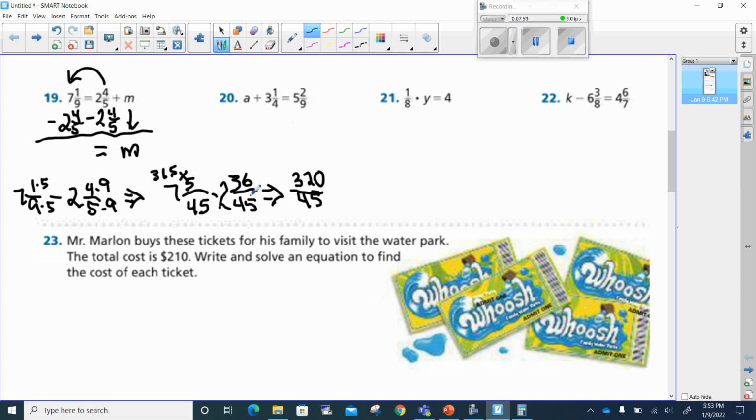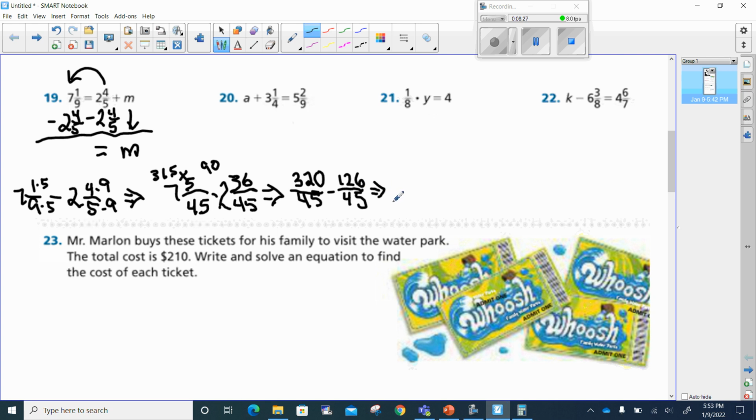All right, now we got to do this other one. 2 times 45 isn't that hard. That's only 90. But 90 plus 36 will take a little work. That's going to be 126. So that turns to 126 over 45. Now we see we have 320 over 45 minus 126 over 45.